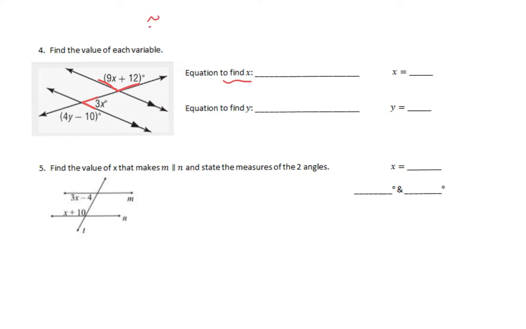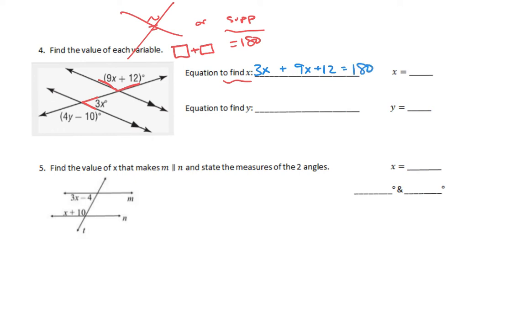So remember when I said they're either going to be congruent or supplementary? Well, if they're two different types of angles, there's no way they're going to be congruent. Those are going to be supplementary, which means that they add up to 180. So my equation to find x is going to look like, I'm going to add them together. I'm going to have 3x, and a 9x plus 12. Add them together to get 180.